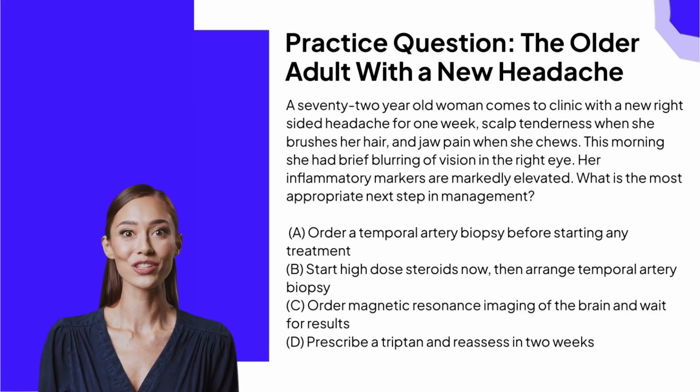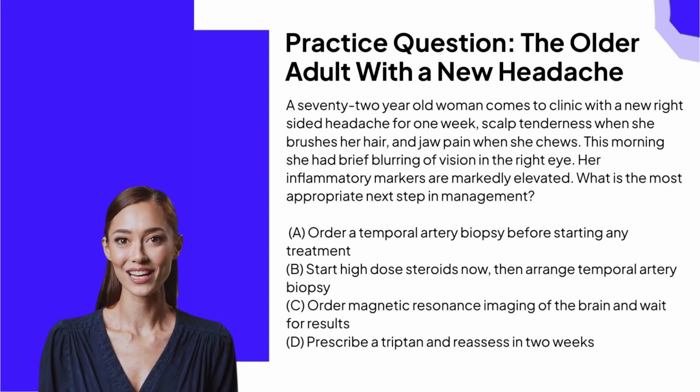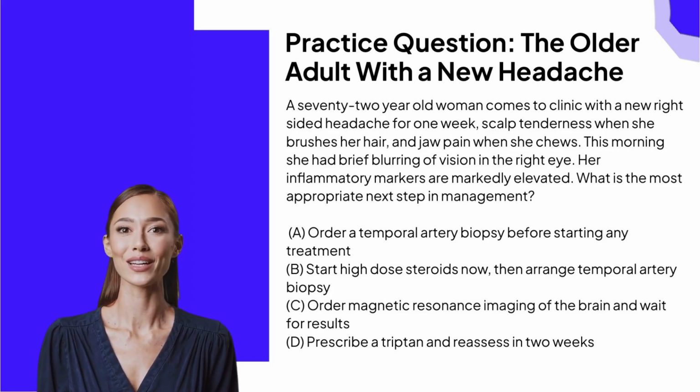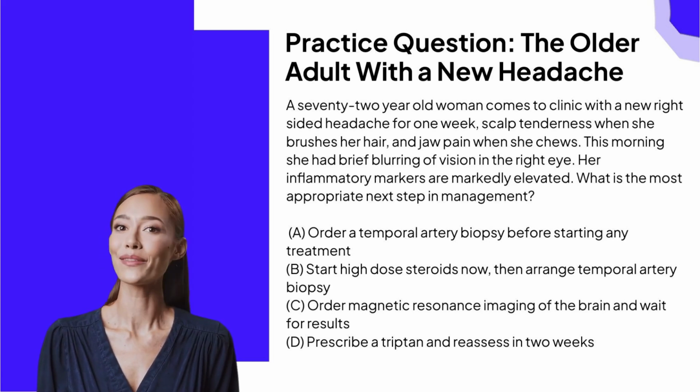Let us work through our first practice question, built to test vasculitis recognition. A 72-year-old woman comes to clinic with a new right-sided headache for 1 week, scalp tenderness when she brushes her hair, and jaw pain when she chews. This morning she had brief blurring of vision in the right eye, and her inflammatory markers are markedly elevated. The question asks for the most appropriate next step.